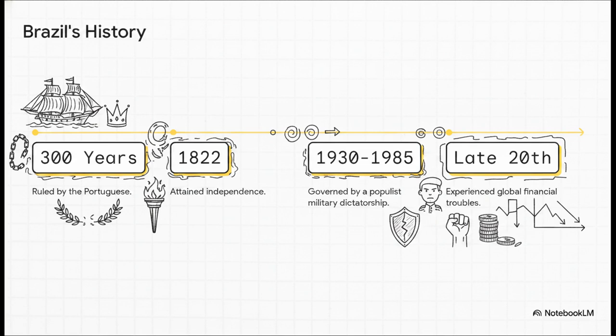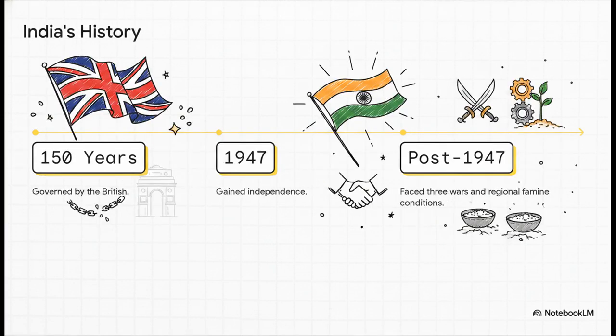For 55 long years, spanning from 1930 all the way to 1985, Brazil was governed by a harsh, populist military dictatorship. And even as they emerged from that shadow in the late 20th century, the country ran right into massive, global-scale financial troubles. Now let's stack India's timeline right up against that.